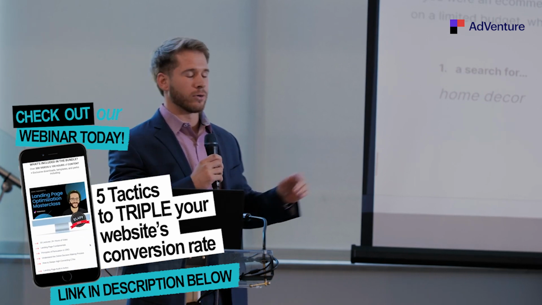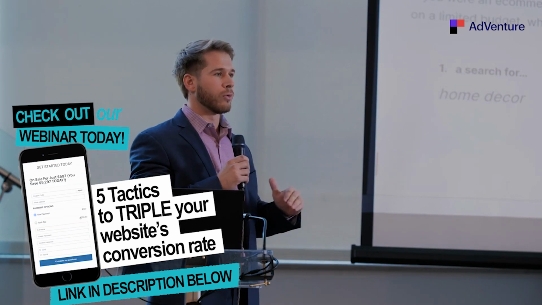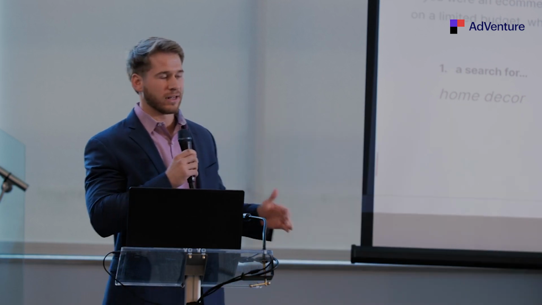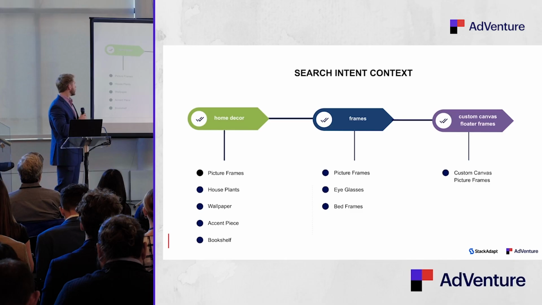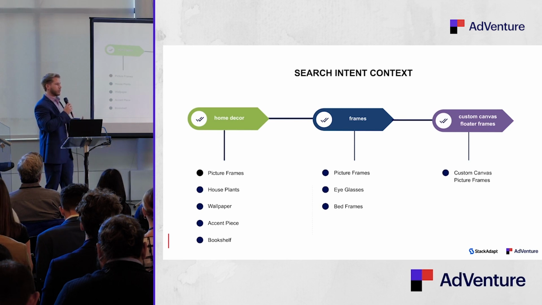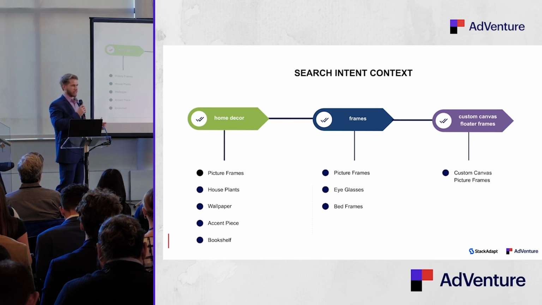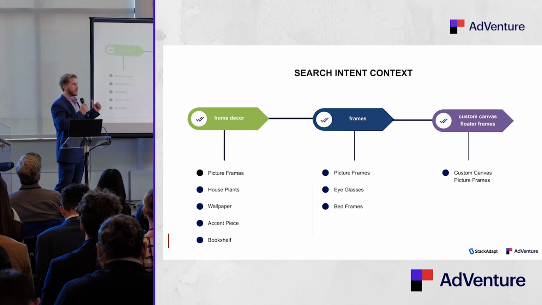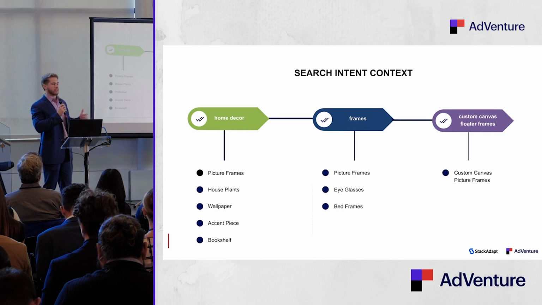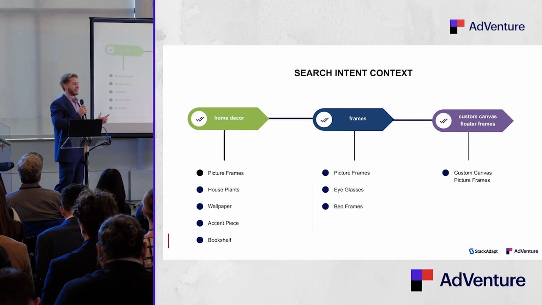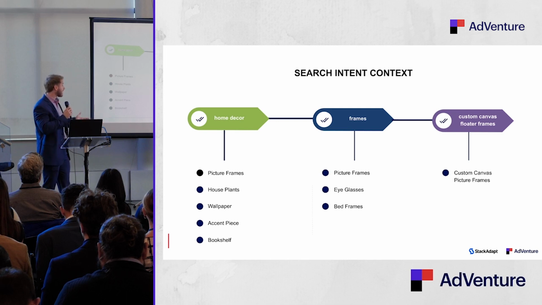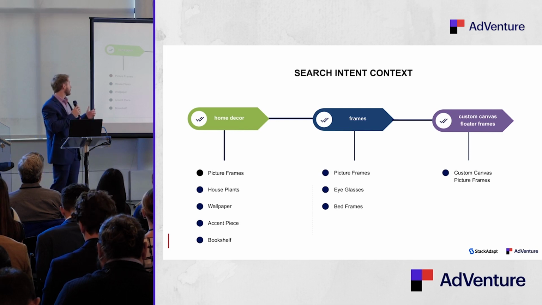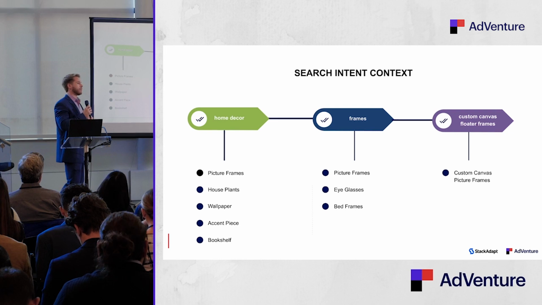So right, you dig down and you go into frames, and then you go from there and you dig into custom canvas picture frame. So then to go off of that, this is the example. When you look at home decor, it could mean a broad amount of things. It could mean anything from a vase for your coffee table. It could mean something like a picture stand. It could mean a bookshelf. It could mean wallpaper. It could mean a broad range of things.